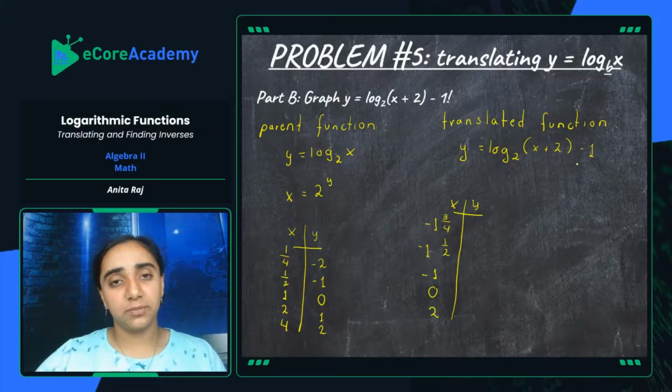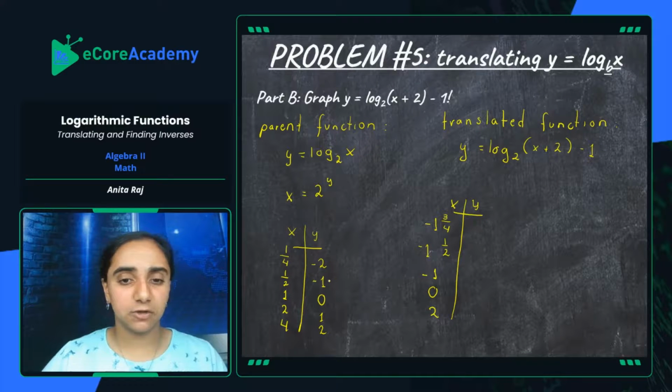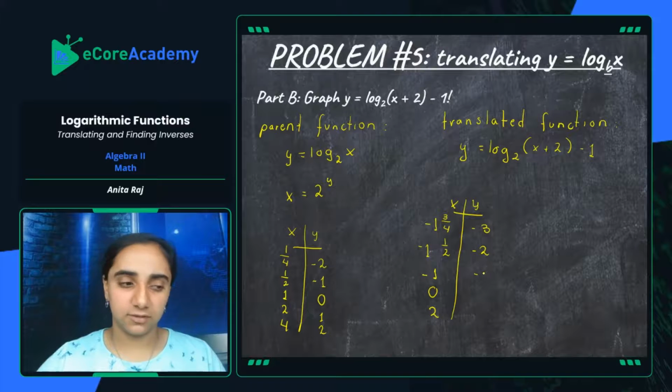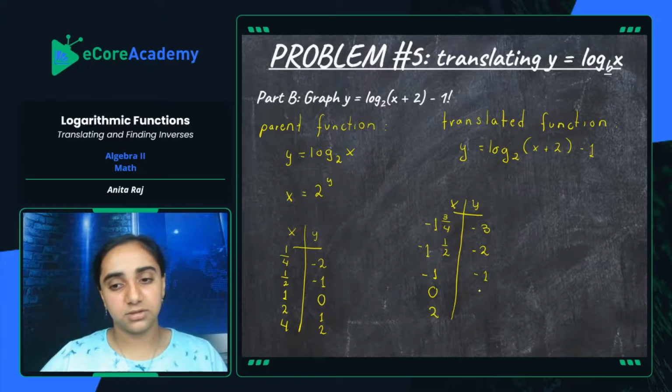So now we can do the same thing with the y coordinates. If we look at the negative 1 we have here, we're just subtracting 1 from each of the y coordinates. Negative 2 minus 1 is negative 3. Negative 1 minus 1 is equal to negative 2. 0 minus 1 is negative 1. 1 minus 1 is 0. And 2 minus 1 is 1.